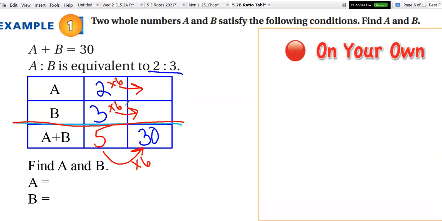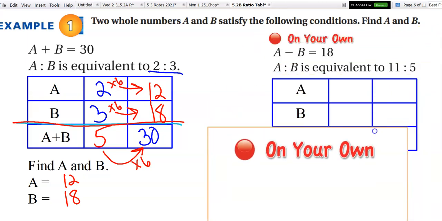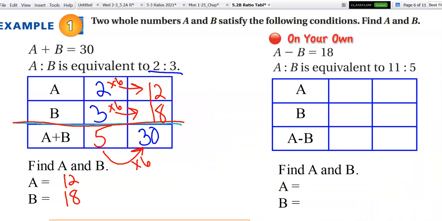Everything in my table in that column of 2 to 3 now gets multiplied by 6. So I get 12 and I get 18. And the cool part is when I check my math, 12 plus 18 does equal 30. So I think I have it right. So A, like if this was milk, would be 12. And if it was eggs, it would be 18. And now we're coming to an OYO. So I want you to write down this table and pause the video and try this one on your own.